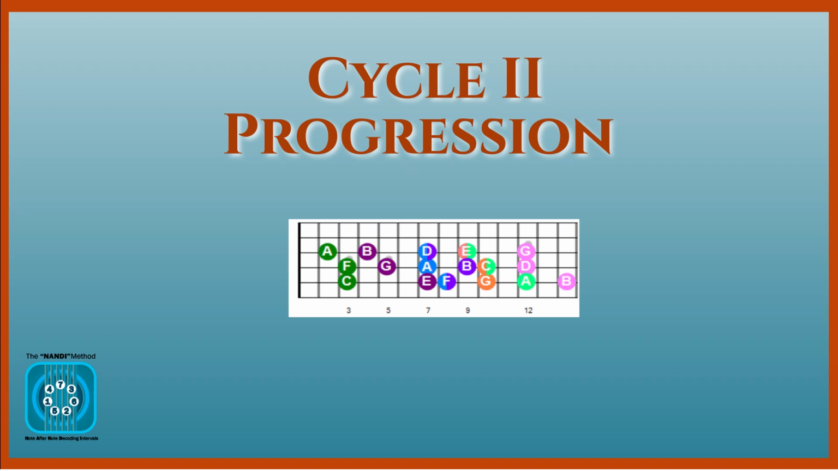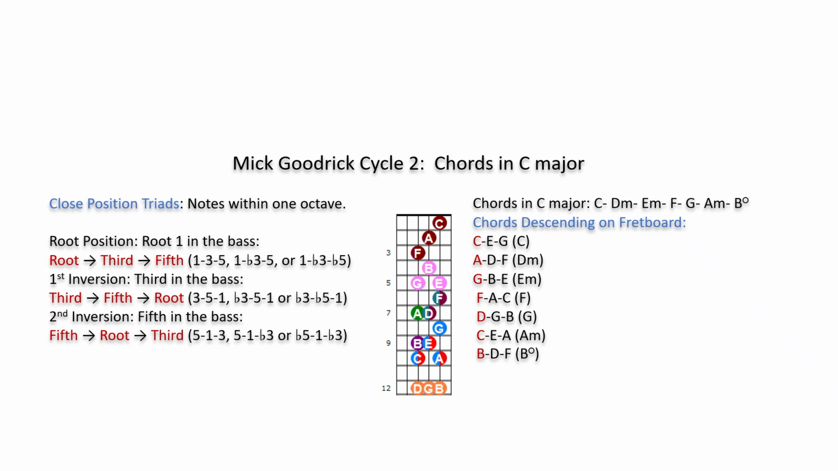In this lesson, you'll learn a shortcut for decoding Goodrick's Cycle 2 chords in C. In Cycle 2, the chord roots ascend in seconds, while the chords descend down the fretboard. Using root position, first and second inversion triads creates the smallest movements for smooth voice leading.